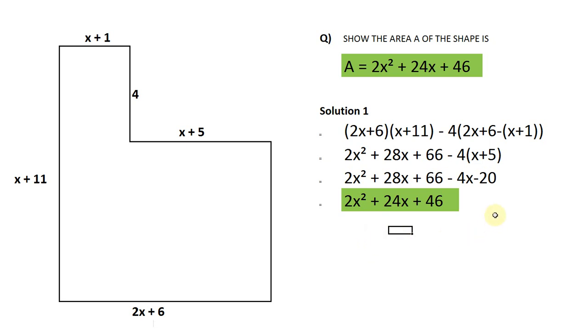So as I say, that's one way of doing it. Might not necessarily be the easiest way, but it's certainly one way of doing it. So let's move on to a second way.